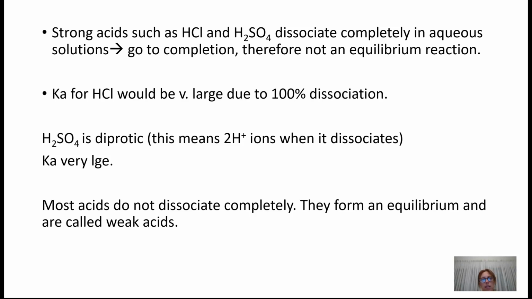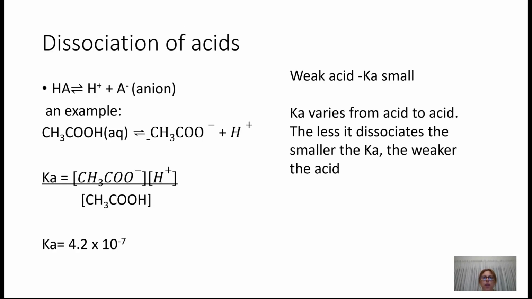Sulfuric acid is considered, and we will discuss this further in our next module, a diprotic acid. What that means is when it dissociates, it forms 2 hydrogen ions. And again, if we were to calculate this Ka, it would be very, very large because the products go to completion, so the concentration of both those ions would be high. But most acids don't go to completion, and they do form an equilibrium, and those ones are called weak acids.